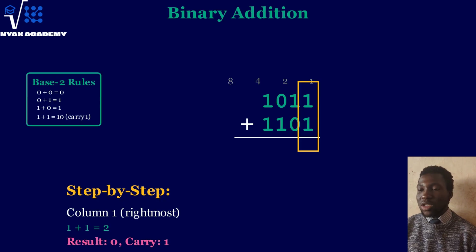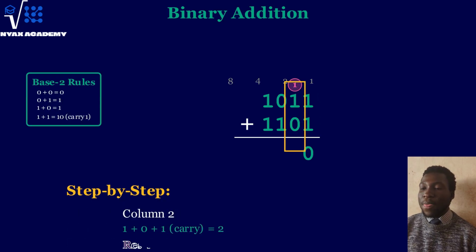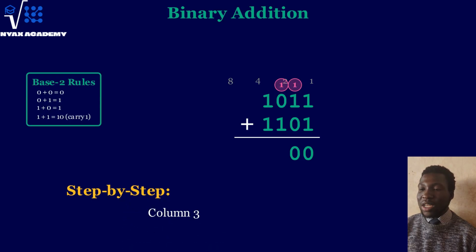1 plus 1, when we add, we get 2. 2 divided by 2 we get 1 remainder 0. We write down our 0, then we carry our 1. Then again for the next column, 1 plus 0 plus 1 that we carried, we get 2. We divide by 2 and get 1 remainder 0. We write our remainder and carry our 1.